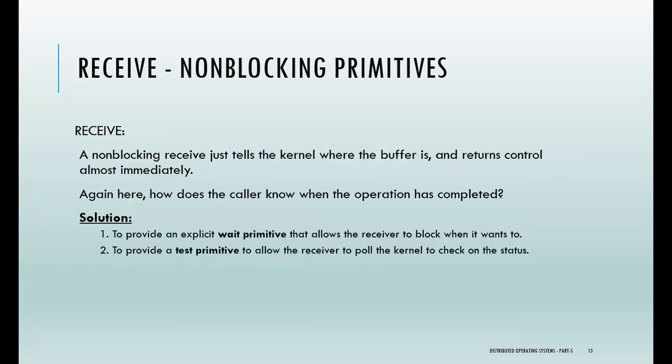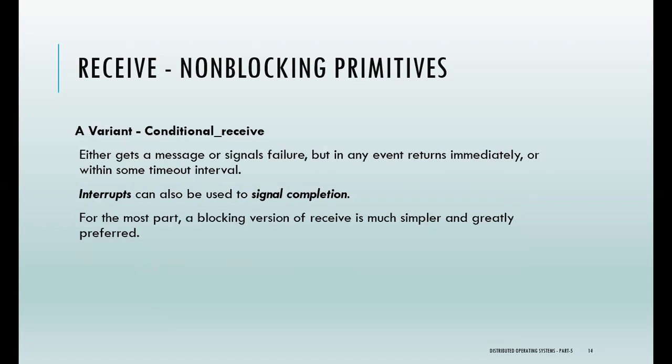Receive non-blocking primitive. A non-blocking receive just tells the kernel where the buffer is and returns control almost immediately. Again here, how does the caller know when the operation is completed? The solution is to provide an explicit wait primitive that allows the receiver to block when it wants to. Second, to provide a test primitive to allow the receiver to poll the kernel to check on the status.